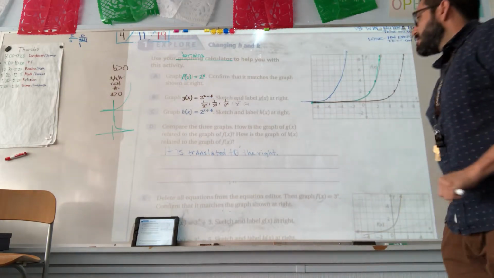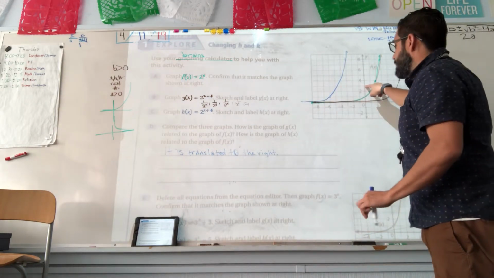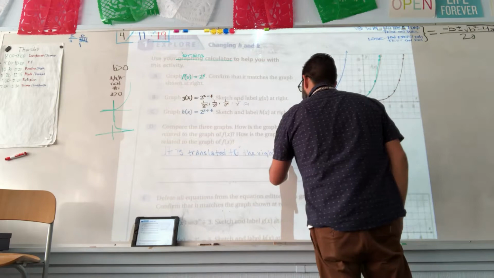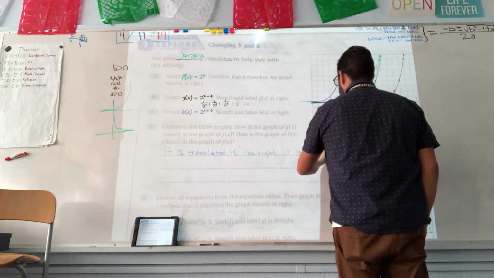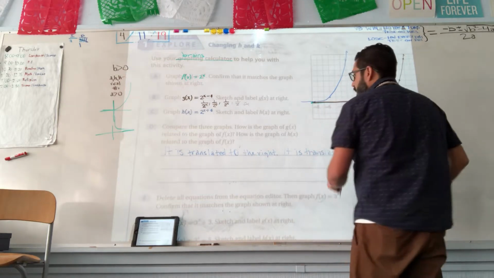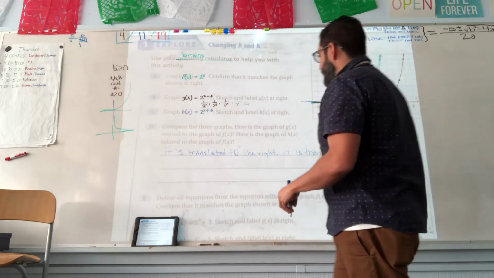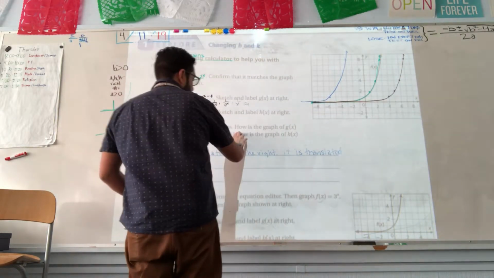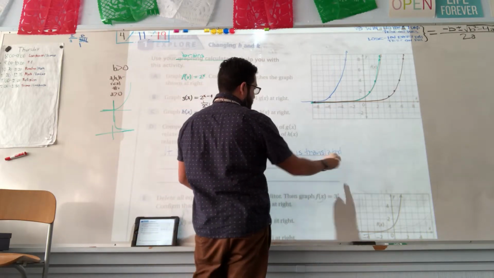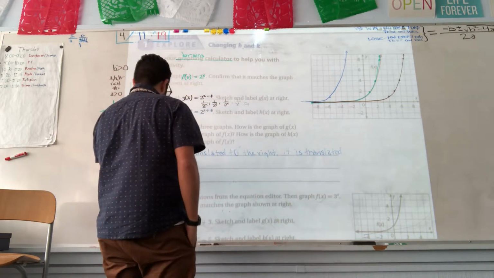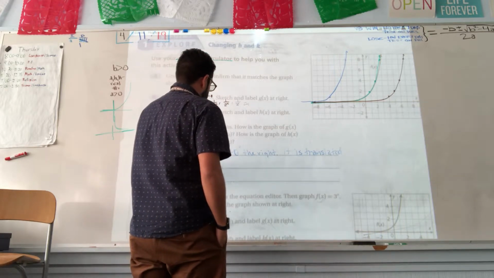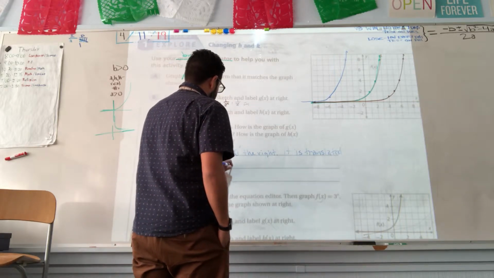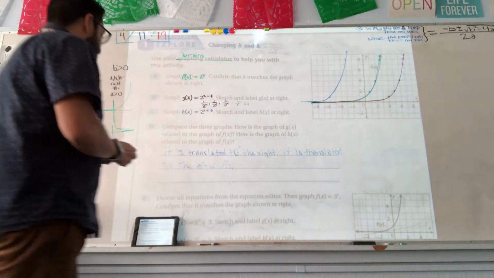Okay, how is the graph of h of x related to f of x? It is translated, and obviously I should be saying the graph of g of x is translated to the right of f of x, and the graph of h of x is translated to the left of f of x. Okay. Delete all the equations.